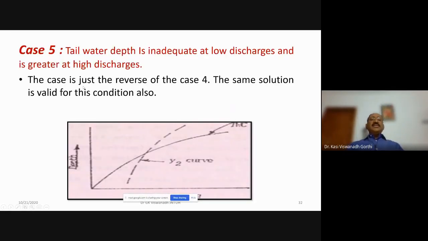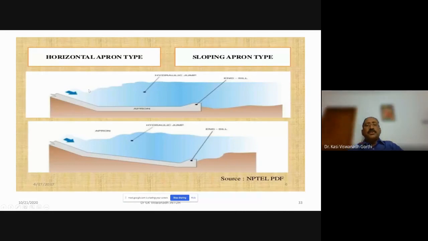Case 5 is where the tailwater depth is inadequate at low discharges and is greater at high discharges. The case is just the reverse of case 4, and the same solution is valid for this condition also. So you have a horizontal apron and a sloping apron which is provided. The slope of this apron also will depend on the position at which the required Y2 is obtained.